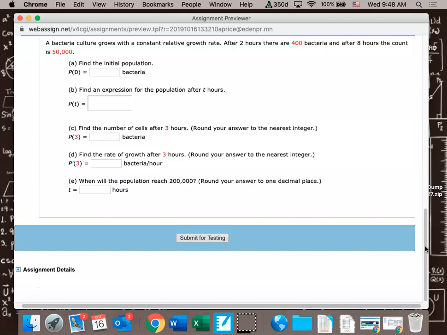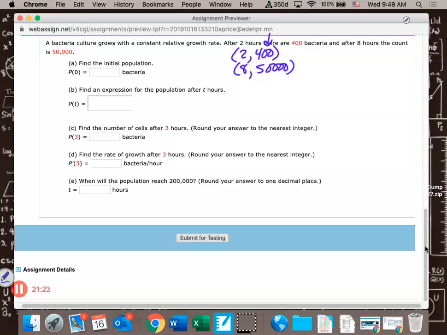Okay. A bacteria culture grows with a constant relative growth rate. After 2 hours, there are 400 bacteria, and after 8 hours, there are 50,000 bacteria. So I'm going to write these as ordered pairs for a moment. When t equals 2, there are 400, and when t equals 8, there are 50,000. For you, these numbers would be different. So write down your 2 bacteria population values. Okay?